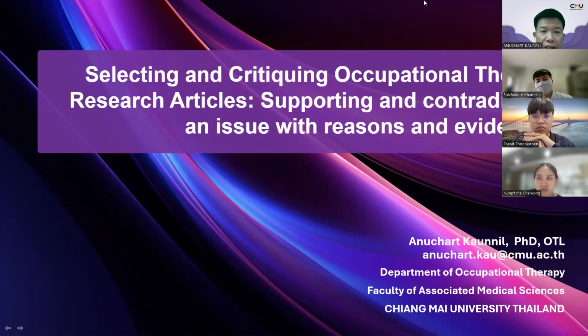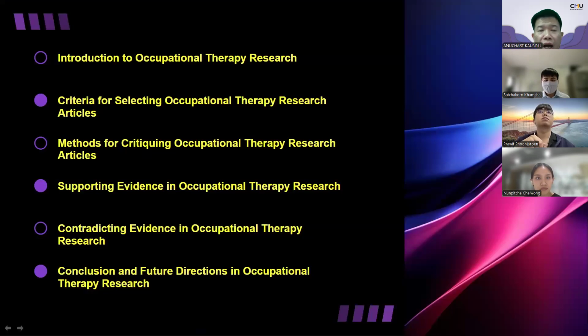There is a variety of articles. They might be quantitative, qualitative, or mixed method design. We are going to go step by step to understand. First of all, by the outline, I am going to talk about the introduction to occupational therapy research, why it is very important, and criteria for selecting an occupational therapy research article.